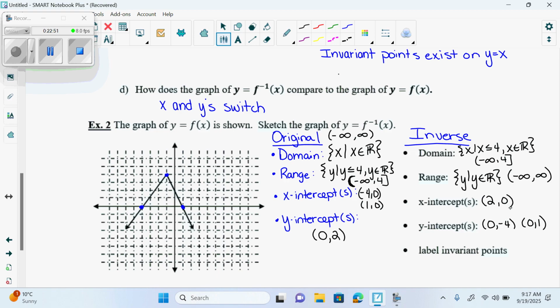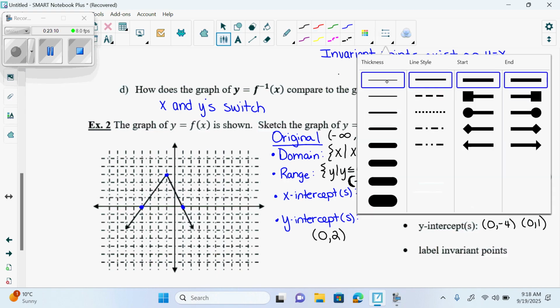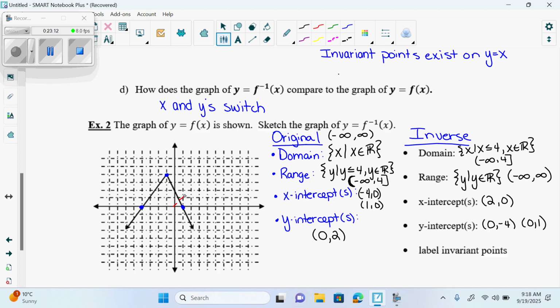If I have to label the invariant points, do I have to draw the graph? Yes? No. Your inverses land on what line? The identity line. If you just draw the identity line, wherever it crosses this graph, it's going to cross the inverse graph.